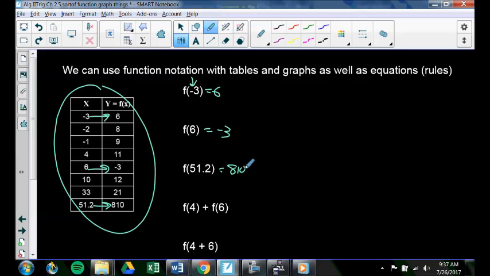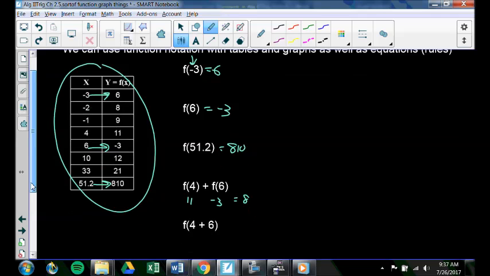Now here I'm doing f of 4 plus f of 6. Well, f of 4 was 11. F of 6 is -3. We add those up, we get 8. Here I'm doing f of 4 plus 6. Well, 4 plus 6 is just 10. F of 10 is 12. So notice that f of 4 plus f of 6 is not going to be the same as f of 4 plus 6 necessarily. Plug stuff in for x, get stuff out for y, which we call f of x. That's function notation. It's fairly straightforward.